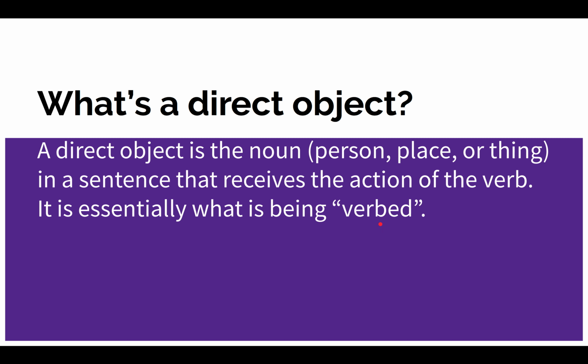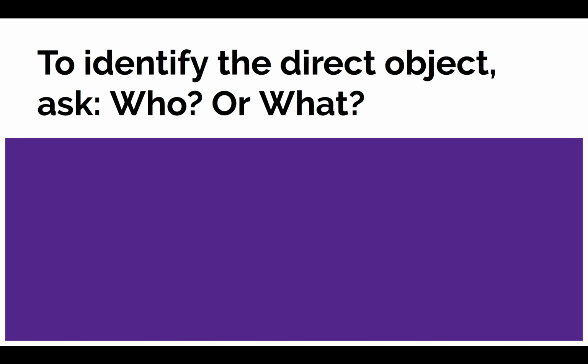If it's buy, then what's being bought. If it's sell, what's being sold. If it's to wear, what's being worn. That's one way to do it. In order to find or identify the direct object in a sentence, we ask who or what.